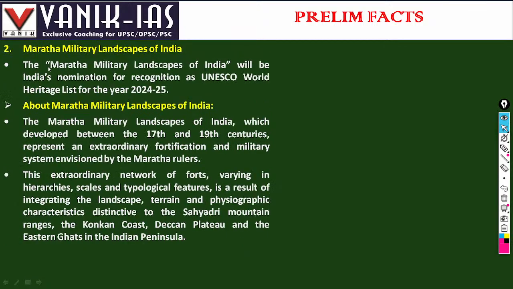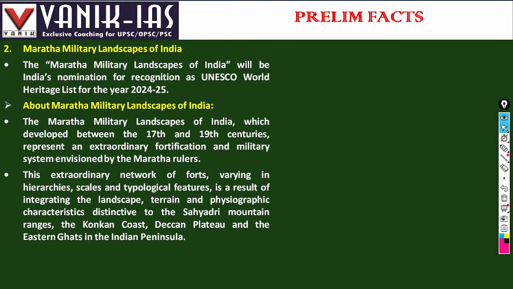Next is the Maratha military landscape in India. The Maratha military landscape of India will be India's nomination for recognition on the UNESCO World Heritage List for the year 2024-25. The Maratha military landscape of India, which developed between the 17th and the 19th century by the Maratha kings, represents an extraordinary fortification and military system envisioned by the Maratha rulers.